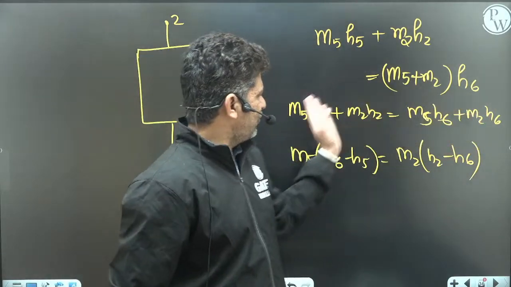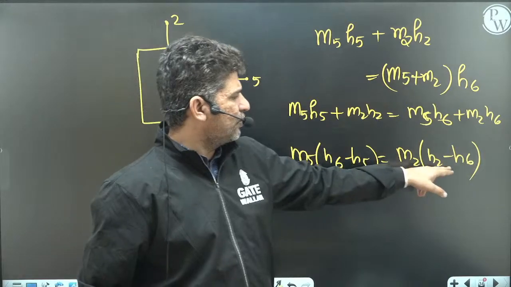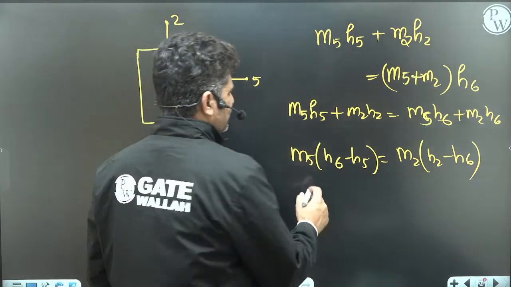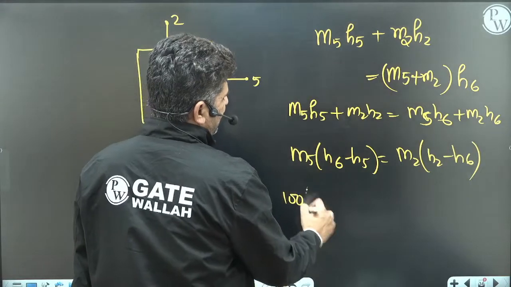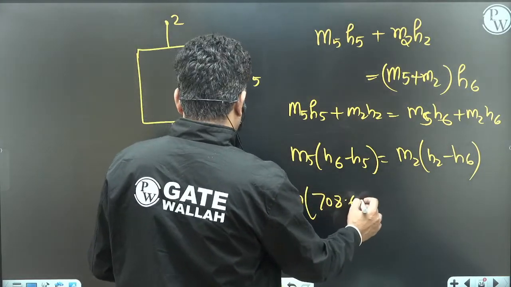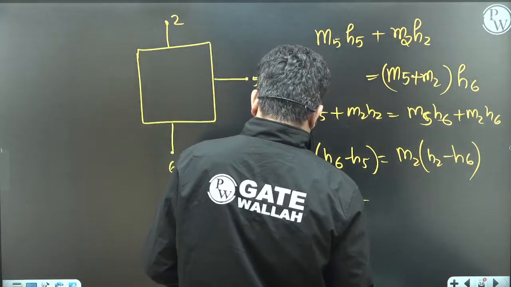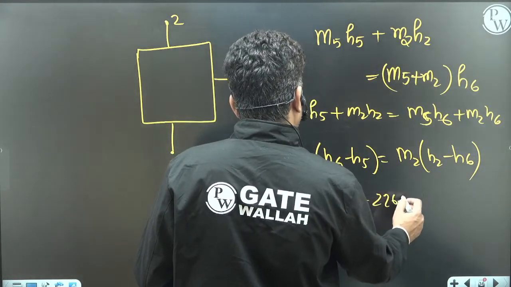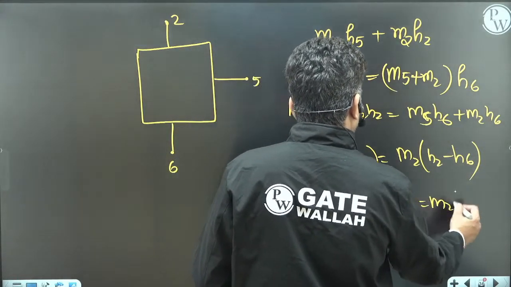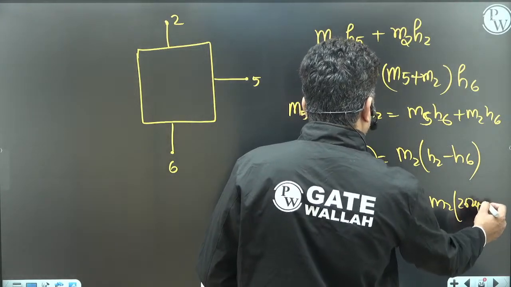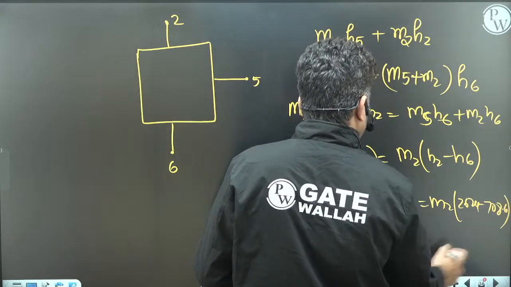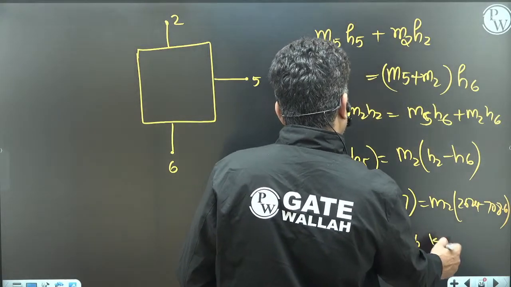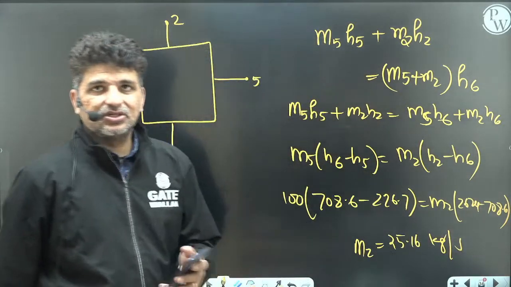This H6 you will bring onto this side. So M2 H2 minus H6, and this M5 you will take onto that side. So now you can solve this equation. M5 is 100, 708.6 minus what is 226.7 will be equal to M2 into 2624 minus 708.6. So from here you will get M2, that is 25.16 kg per second.